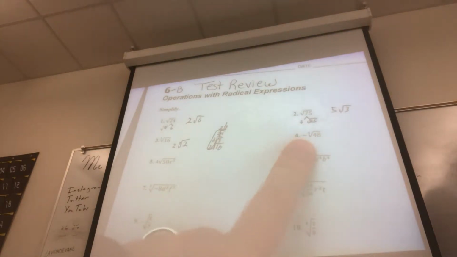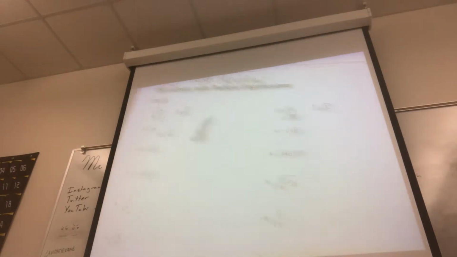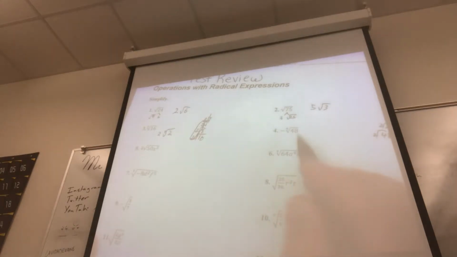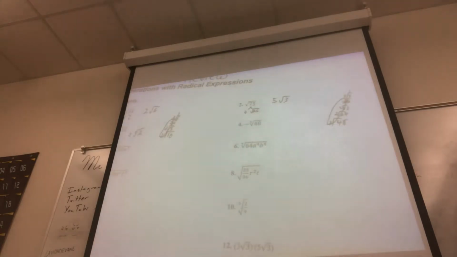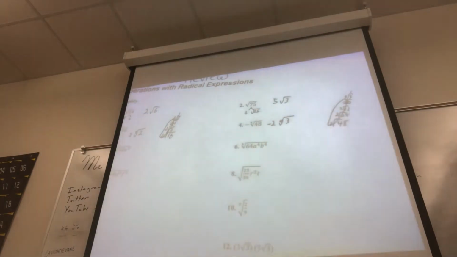Okay. On number 4, that's a negative sign outside, which means it will stay a negative no matter what happens. So we've got 48 divided by 2 is 24, divided by 2 is 12, divided by 2 is 6, divided by 2 is 3, divided by 3 is 1. Since this is fourth root, we're looking for a group of 4. There are 4 2's, which is going to make a single 2 on the outside. So that's a negative 2 times the fourth root of the 3 that we had unpaired.